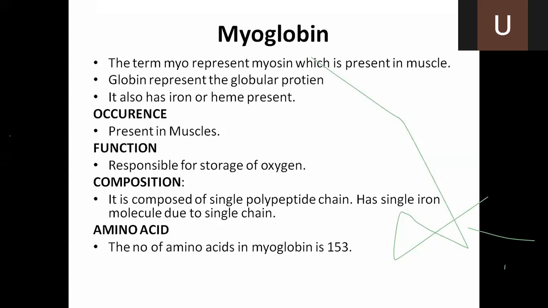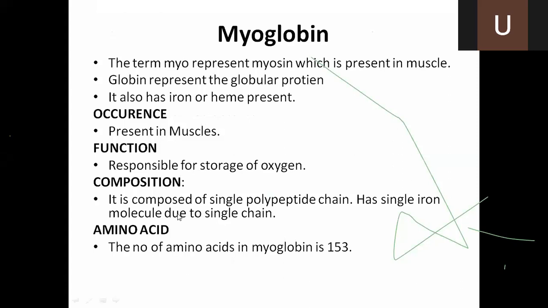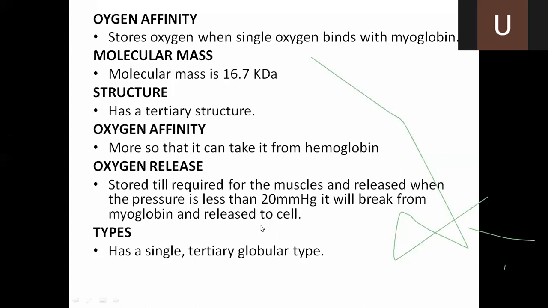Coming to the composition, it has a single polypeptide chain. When there is a single polypeptide chain, there will be a single heme group present, so automatically it will have a single iron. Now the amino acid number in the myoglobin is 153. Just before, I told you that since there is a single polypeptide chain, there is a single iron, so only a single oxygen will bind to a single molecule of myoglobin. When the heme group or iron is only one, only one oxygen can bind to it. The molecular mass is 16.7 kilodaltons.